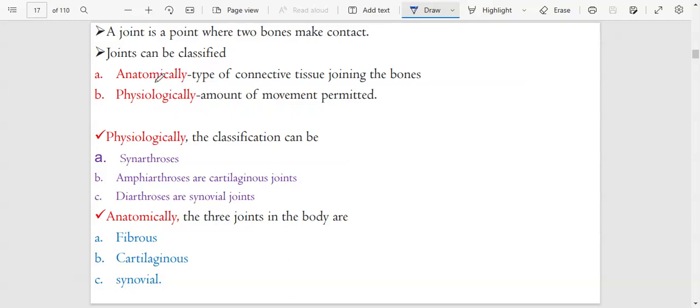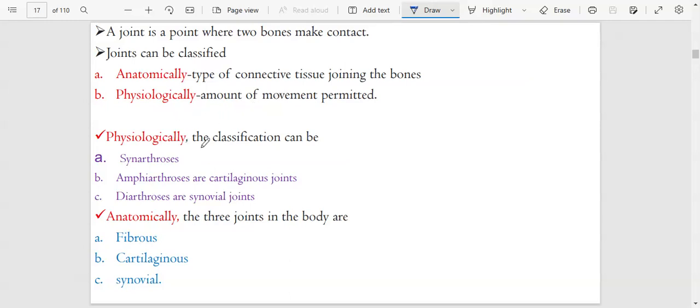Now, joints can be classified in so many ways. You can classify them anatomically or physiologically. We know that anatomy is a study of structures and physiology is a study of function. So, anatomically, we can classify joints depending on the connective tissue that they have. That's a structure. Physiologically, we can classify them according to their movement. That's a function. How much are they able to move?